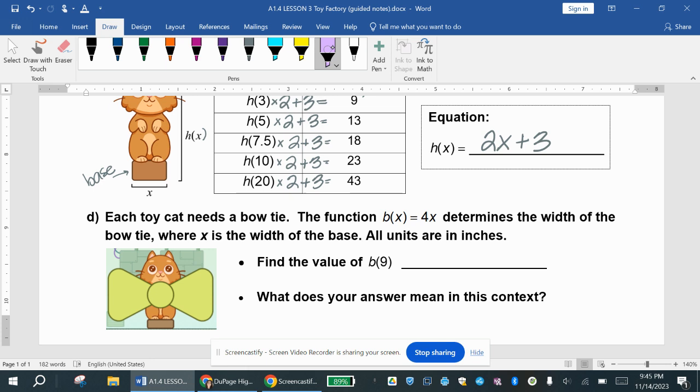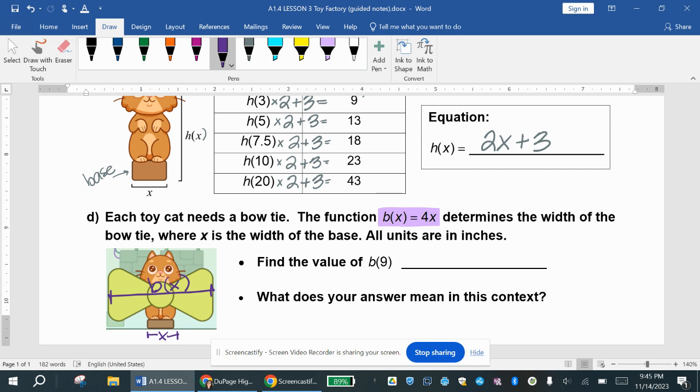Okay, so if you notice, they gave us a function b of x for the bow tie equals 4x. So b of x is the width of the bow tie. So that's how wide the bow tie is. That's b of x. And x is the width of the base. So this is going to be the width of the base. And then the width of the bow is b of x.